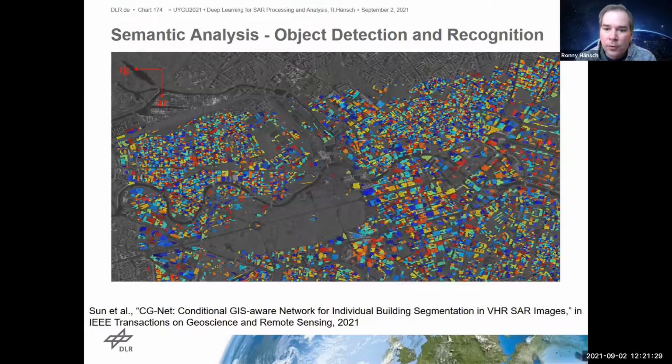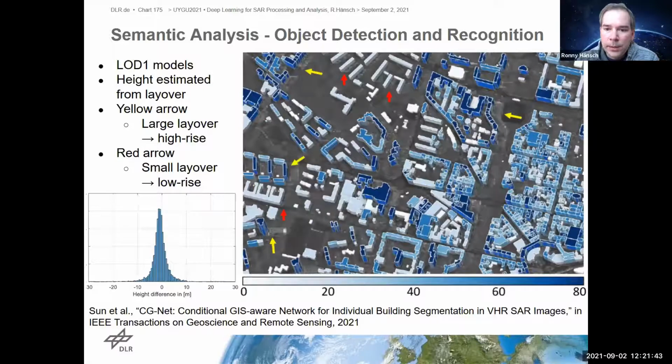So this is how it looks again over Berlin, right? So now not everything is labeled in one color if it's a building, but every building has its own color. And now since we have that, and we also have the building footprints, what we can do is estimate the height of the buildings based on the layover that has been detected, right? So if you have a big layover that corresponds to a high-rise building, you can see this, for example, down here. There's a layover area here, and it's estimated as a high-rise building.